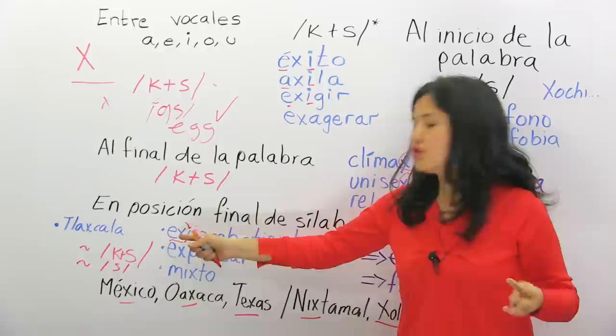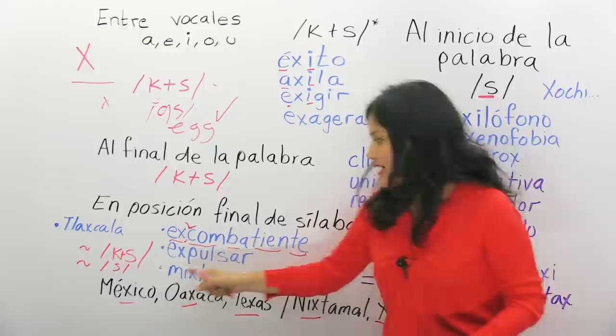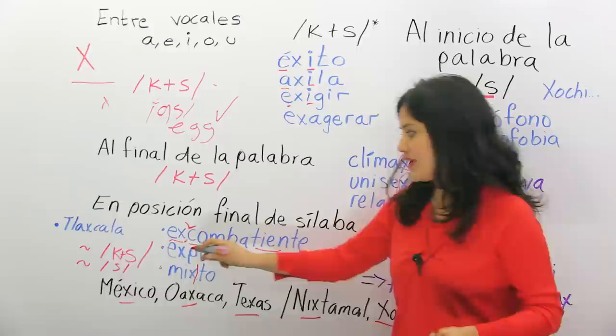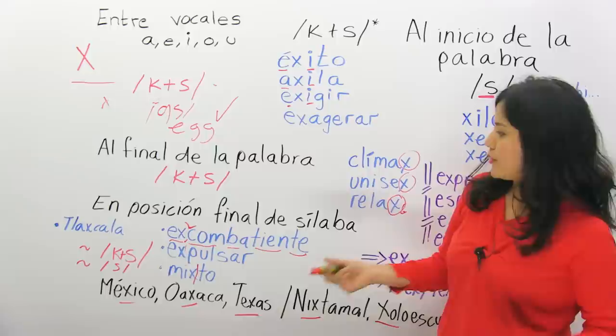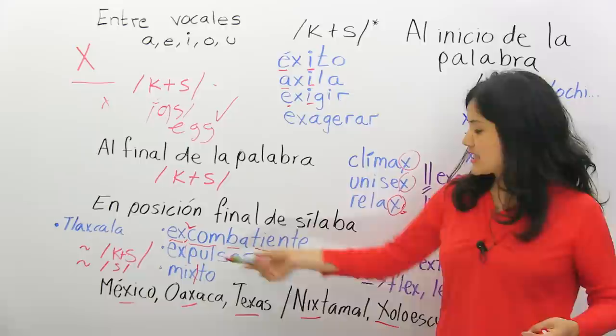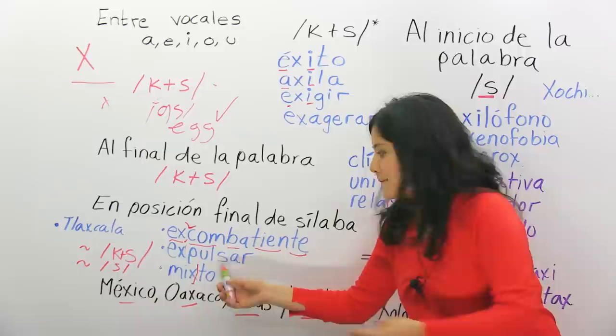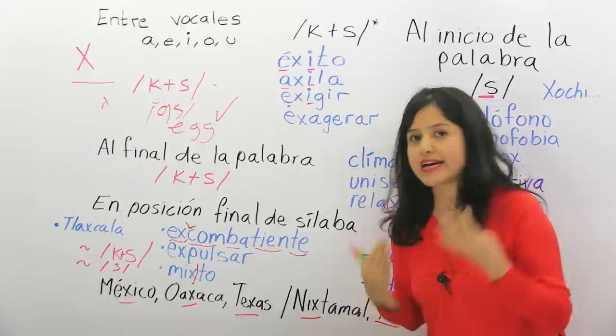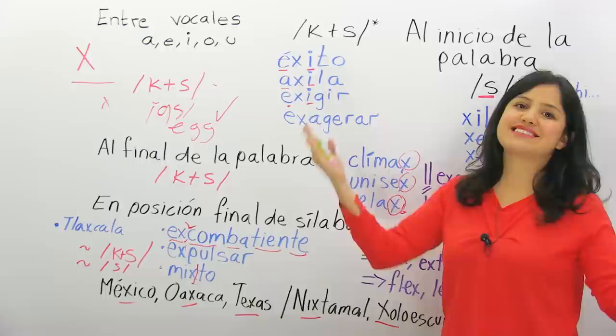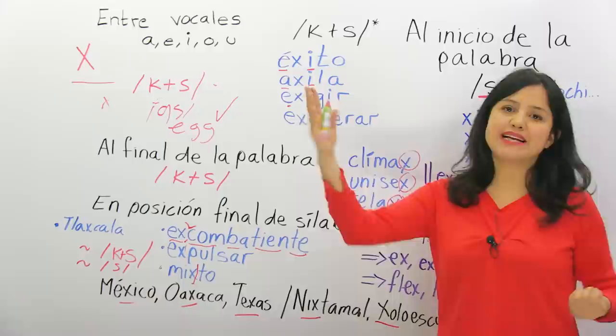Ex combatiente. Expulsar, mixto, see, you have a consonant, we have to separate it. So, for example, you're going to say excombatiente, expulsar. You're going to see that the syllable has to have an X because it's next to another consonant, so we have to separate it, so it's going to be pronounced like X. Ex combatiente, mixto. When you say, quiero una ensalada mixta, like a mixed salad. Quiero una ensalada mixta. El ex combatiente regresó al país. The ex combatant returned to the country.